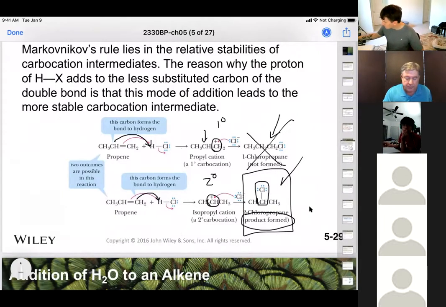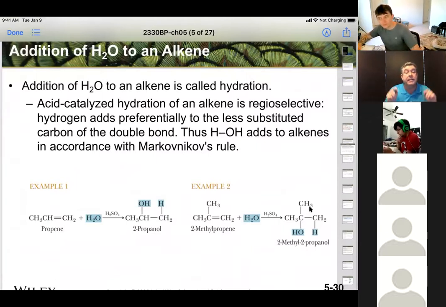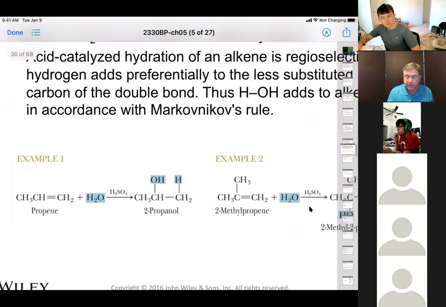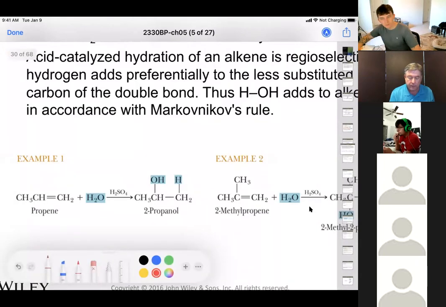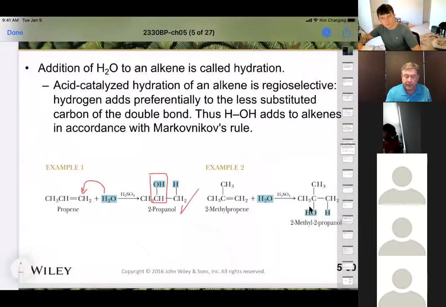Okay. So let's apply that to the addition of water across that alkene as well. Why does the OH always end up on that more substituted carbon? The same reason. If we took this right here and had the hydrogen add to the outermost carbon, we're going to end up with the alcohol on the more substituted carbon. And so this is going to be our primary product of the reaction.